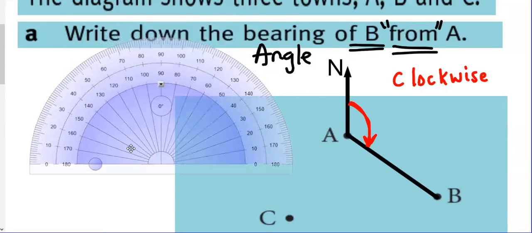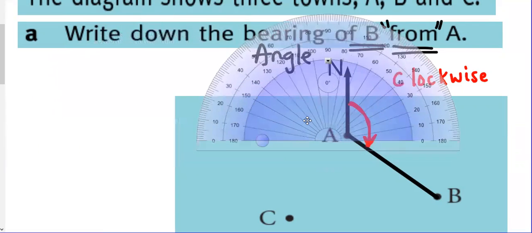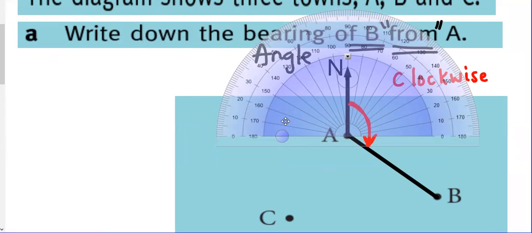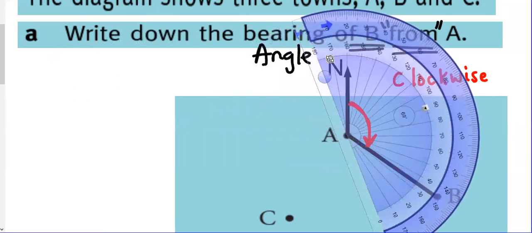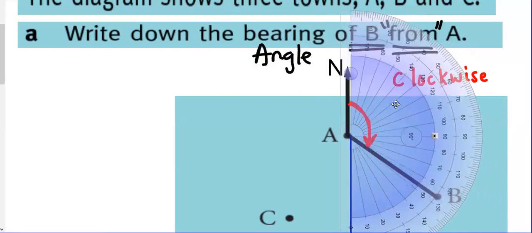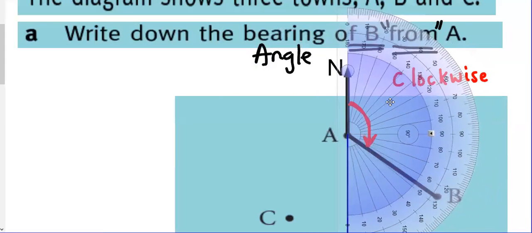How do we measure this angle? You take the protractor like this, set the center of the protractor somewhere here, and then because we need to measure that angle in the clockwise direction, make sure that you turn around your protractor like this. There we go. The zero mark of the protractor should be somewhere at the North Pole. Can you see that? Okay.